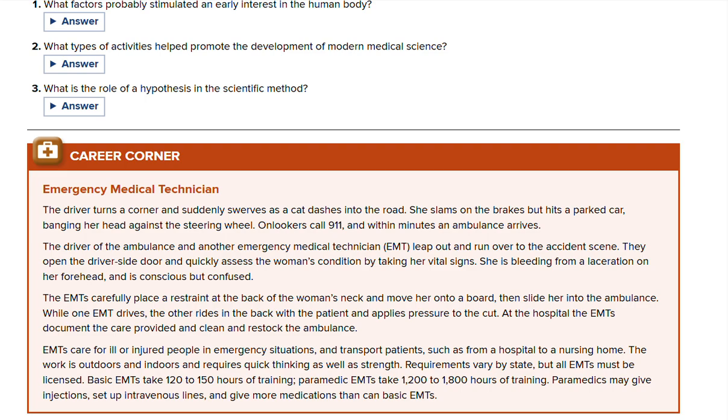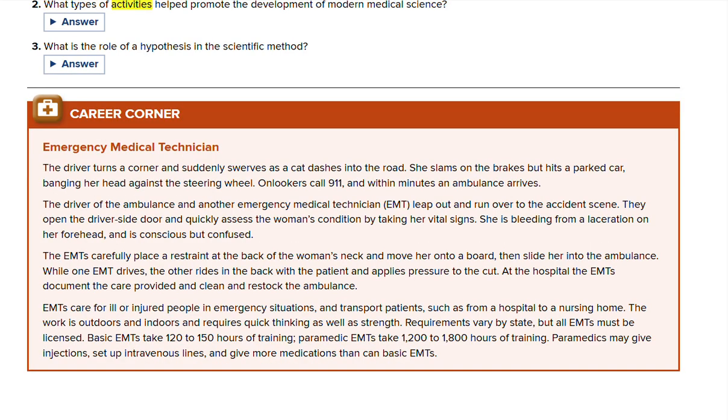Revealed content has ended. What types of activities helped promote the development of modern medical science? Answer. Start revealed content. Activities include dissection of cadavers, the production of prosthetic body parts, experimentation to improve medical knowledge and techniques, and the discovery of certain chemicals in nature as treatments for specific conditions.